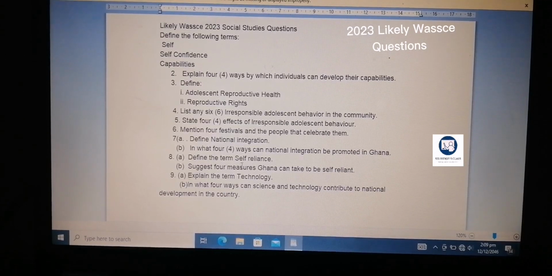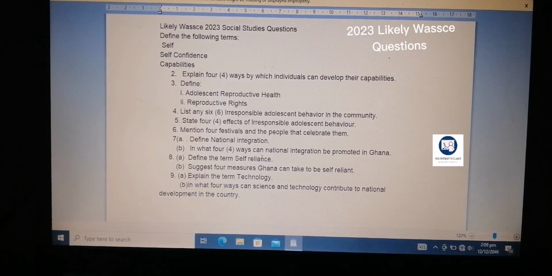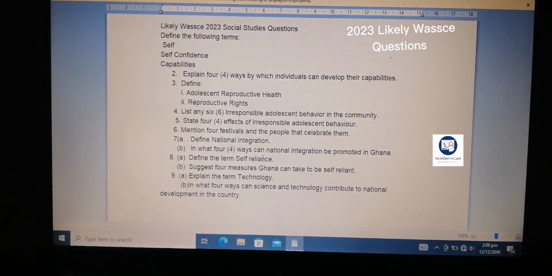Define the term self-reliance. Self-reliance means the ability of a country to depend on its own resources, that is natural, capital, or human resources for survival. The ability of a country to depend on its own resources, that is natural, capital and human, for survival.